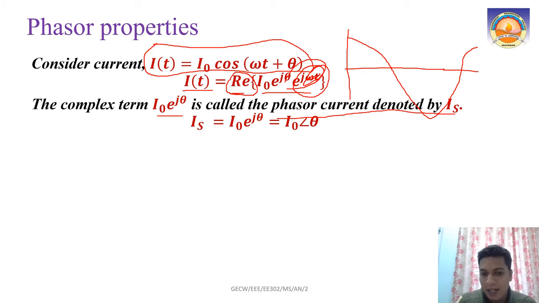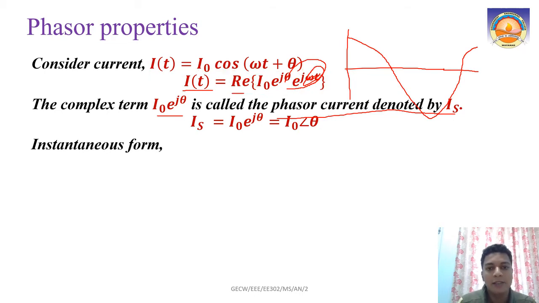So understood. What we are doing by phasor representation is that we are just avoiding this time variance term, or we are making it time independent.